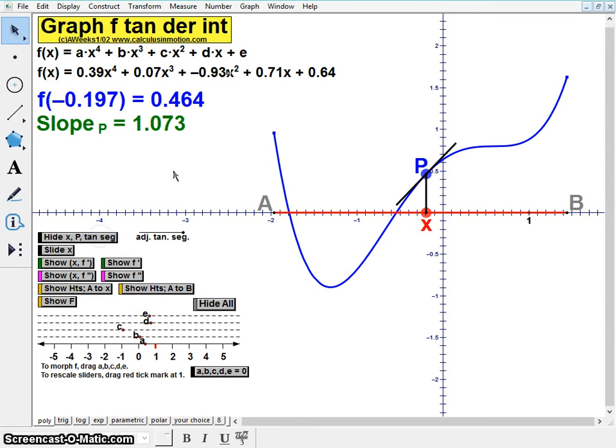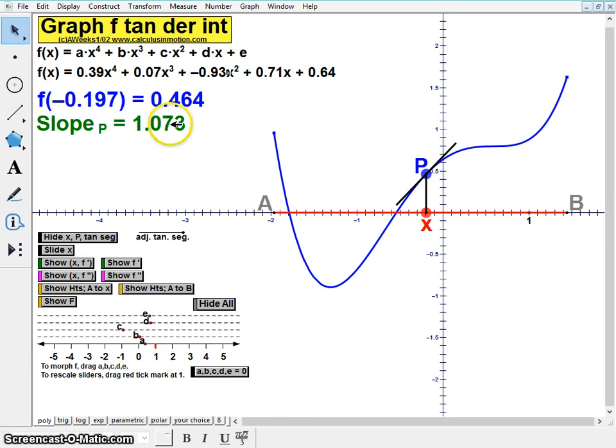So what we can do is push this little button here and we get a random x value. Right now it's at negative 0.197. Right here's negative 1, so we're not really that far over. We have the corresponding value on the function, which we're calling p, and that's going to be 0.464. And then you see this little black line here. This little segment is a segment of the tangent line to that function f. And you can see over here in green, the slope of that little tangent line is 1.073.